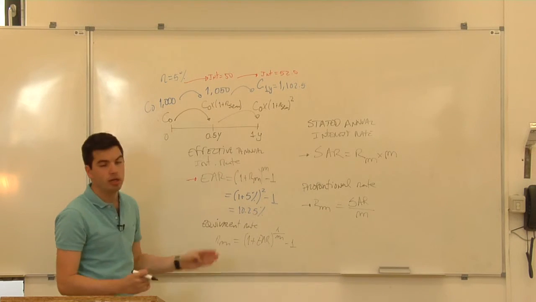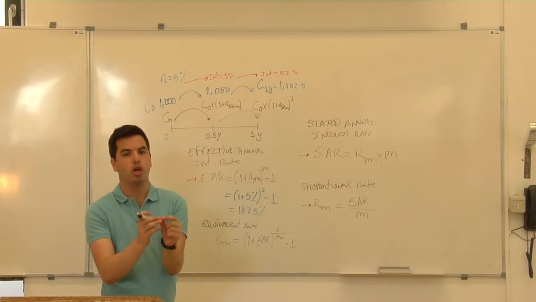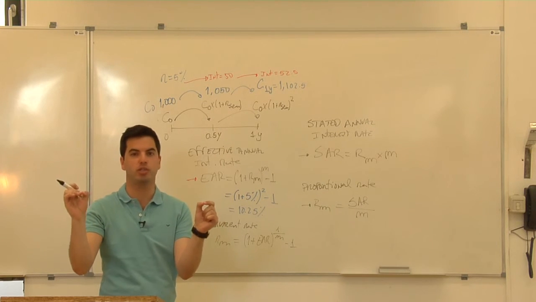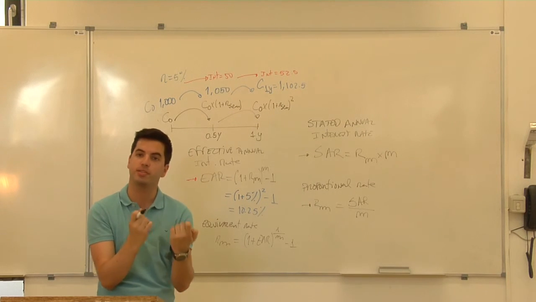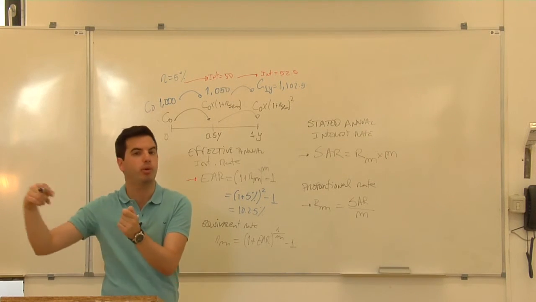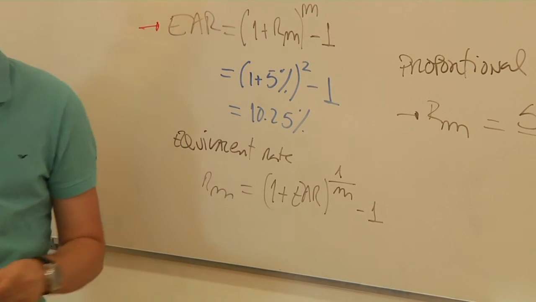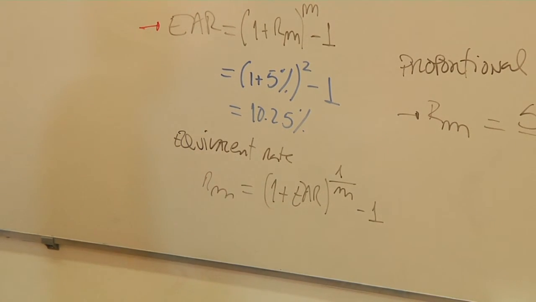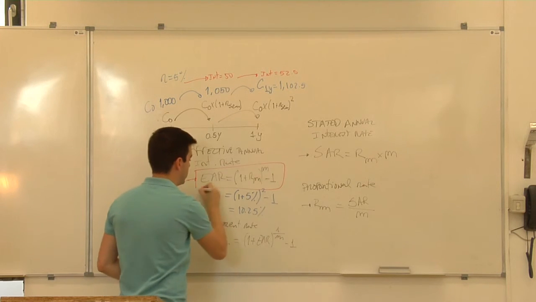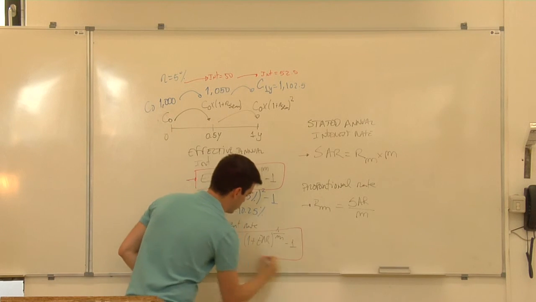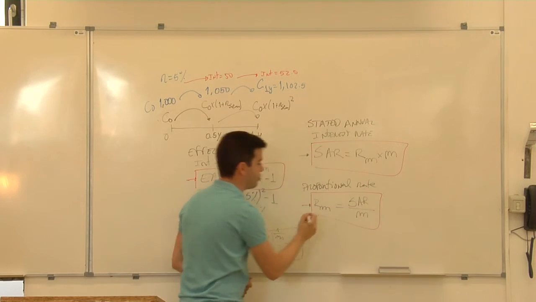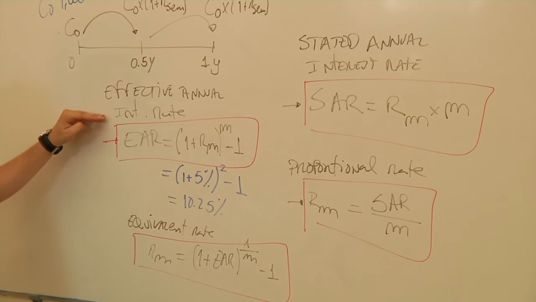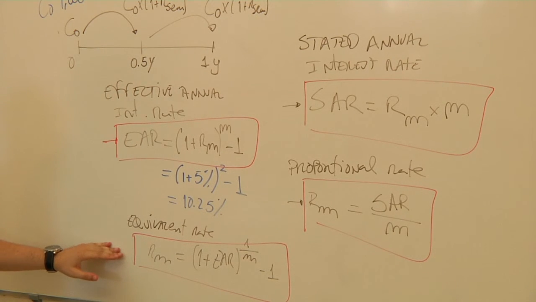If you want to find the equivalent rate for a month, if you have an annual rate of 12%, you don't divide by 12. The monthly rate is not 1%. It is a little bit less. It's 0.8333%. Okay? So we have here 4 different calculations. The effective annual rate and the equivalent rate, and then the stated annual rate and the proportional rate. 2 annual rates and 2 rates for smaller periods, for a month, for example.